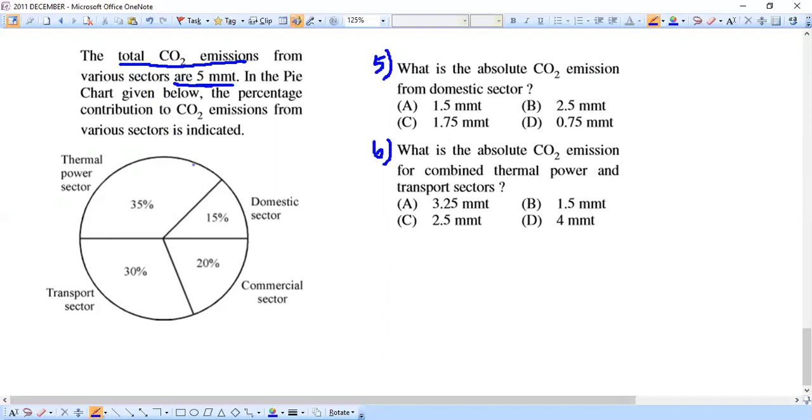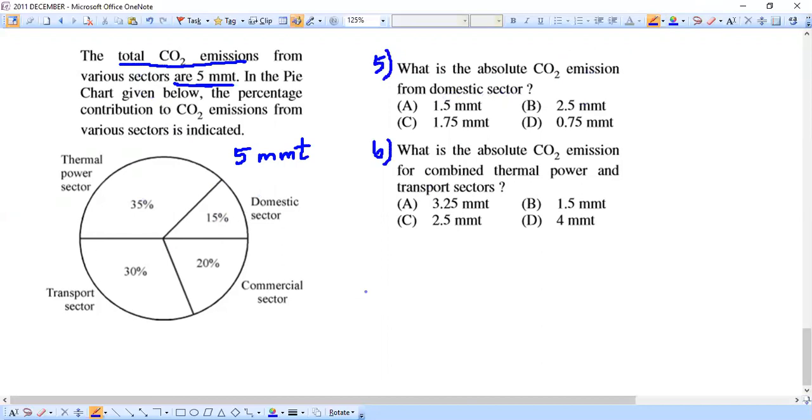That MMT should be some measure of emissions. Anyways, total is 5 MMT. We'll note it, and this 5 MMT is split like this. Now let's go to the question. What is the absolute CO2 emission from the domestic sector? This is our first question.